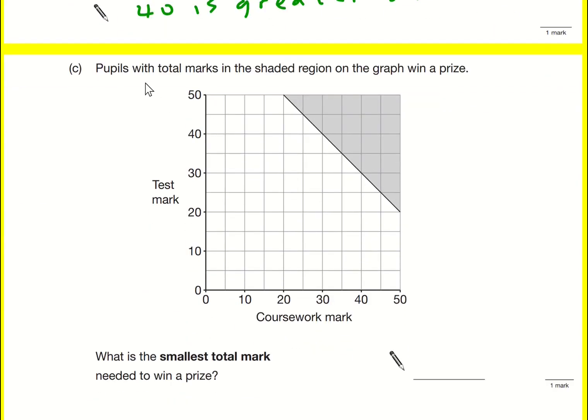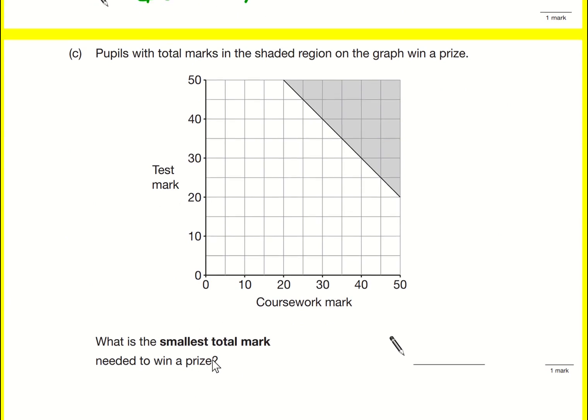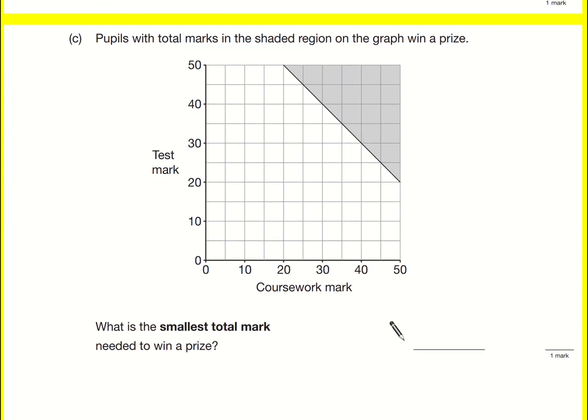We're then told that pupils with total marks in a shaded region on the graph win a prize. What's the smallest total mark needed to win a prize? So this, 100% is going to win you a prize, but as you go towards this way and decrease your marks, you're going to still win a prize, but your marks are going to be smaller. So maybe let's just find some marks on this boundary line here.